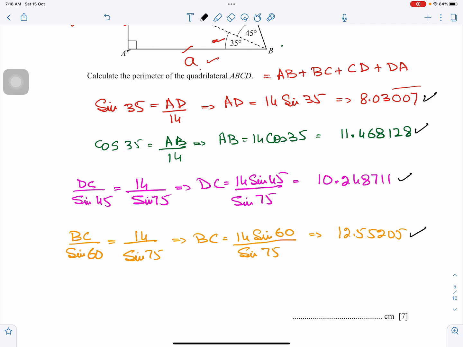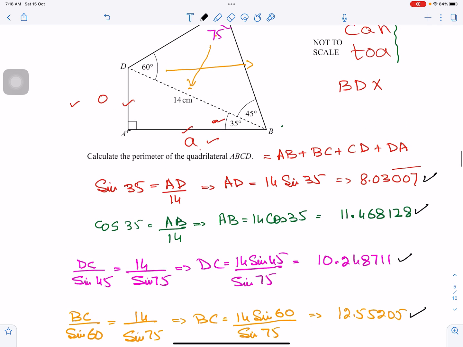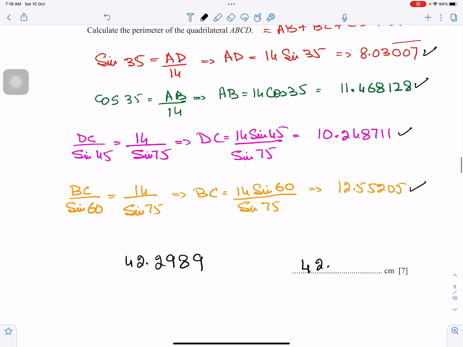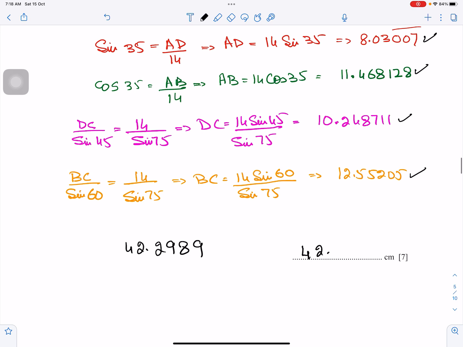Okay, so the answer is coming after adding up 42.2989. Since the question is not saying one decimal place, mostly the standard is you write the answer in 3 significant figures. So if you see first, second, third, you have to write in 3 significant figures. The digit next to it is 9. It means this will increase by 1. So it is 42.3.